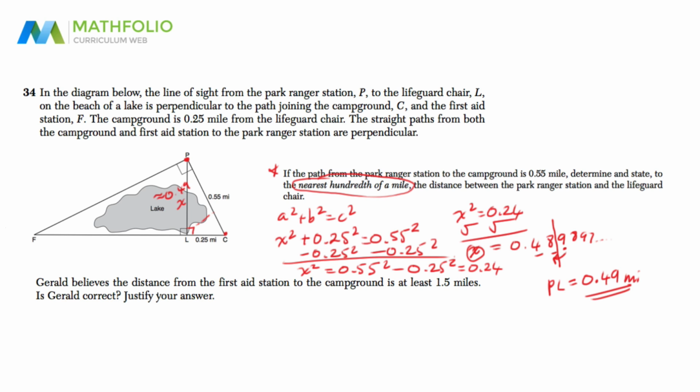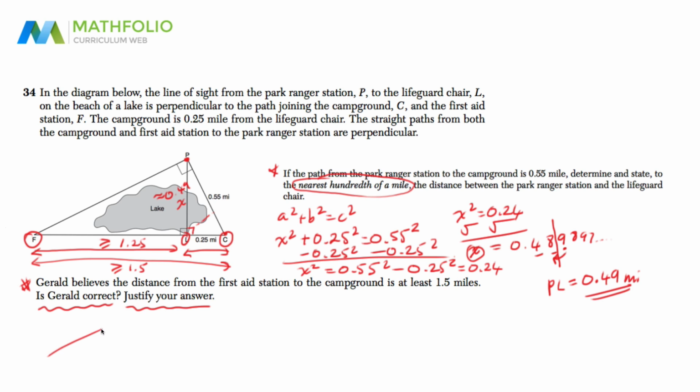approximately. Now, Gerald believes that the distance, so we're on this part right now, Gerald believes that a distance from the first aid station to the campground is at least 1.5. So he thinks this entire distance here is at least, which means greater than or equal to 1.5. So if that's the case, if I subtract this distance here, 0.25, he's basically saying that he believes this distance from F to L has to be greater than or equal to 1.25. And it says, is he correct? So we've got to answer that, and then we have to justify.